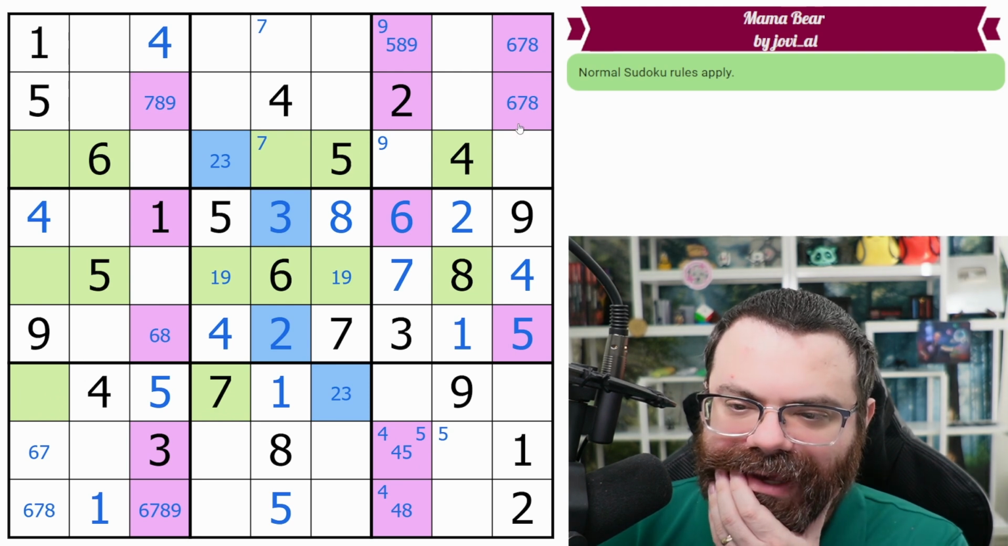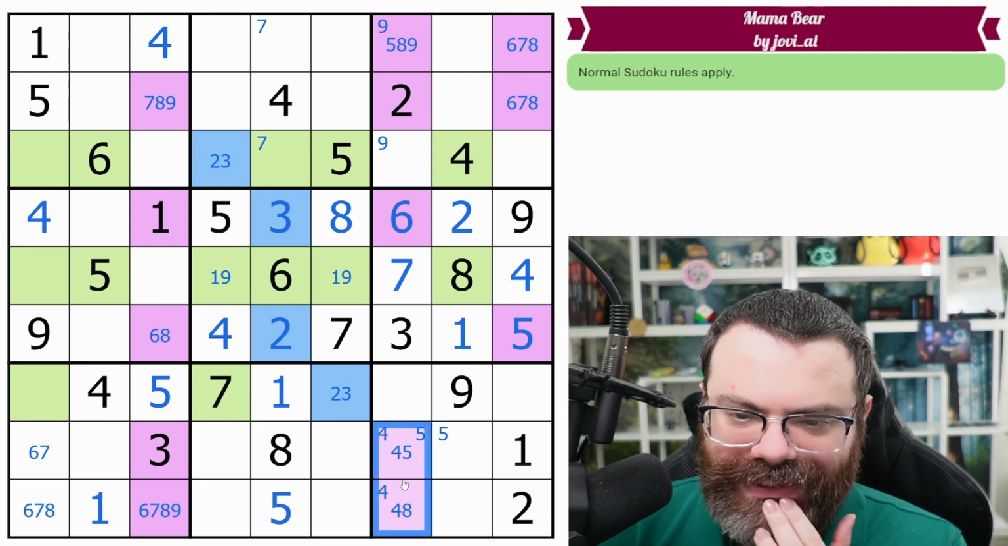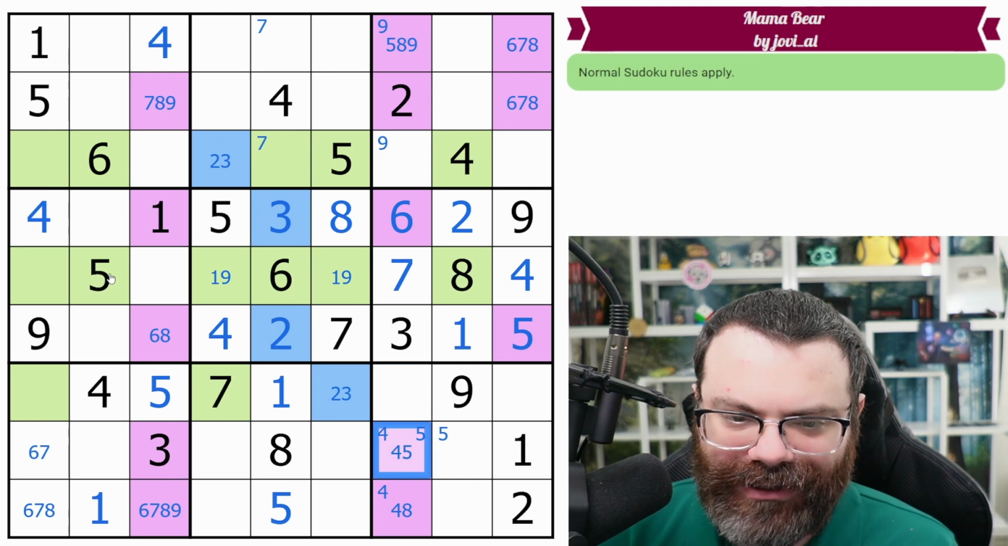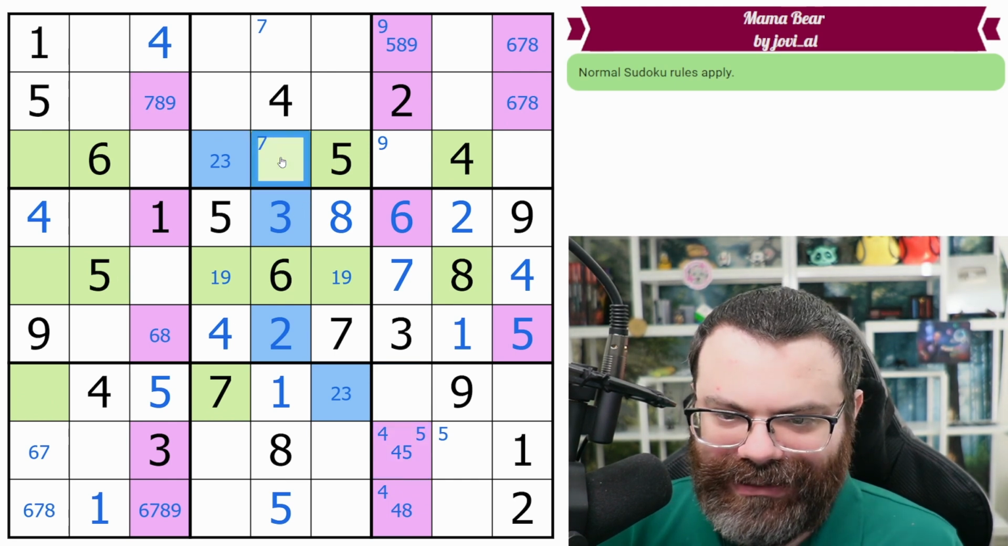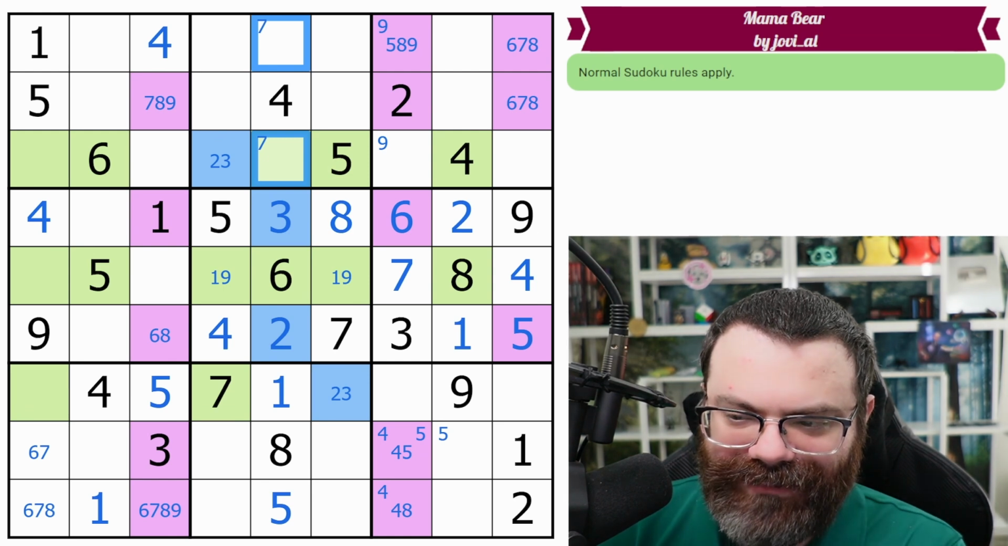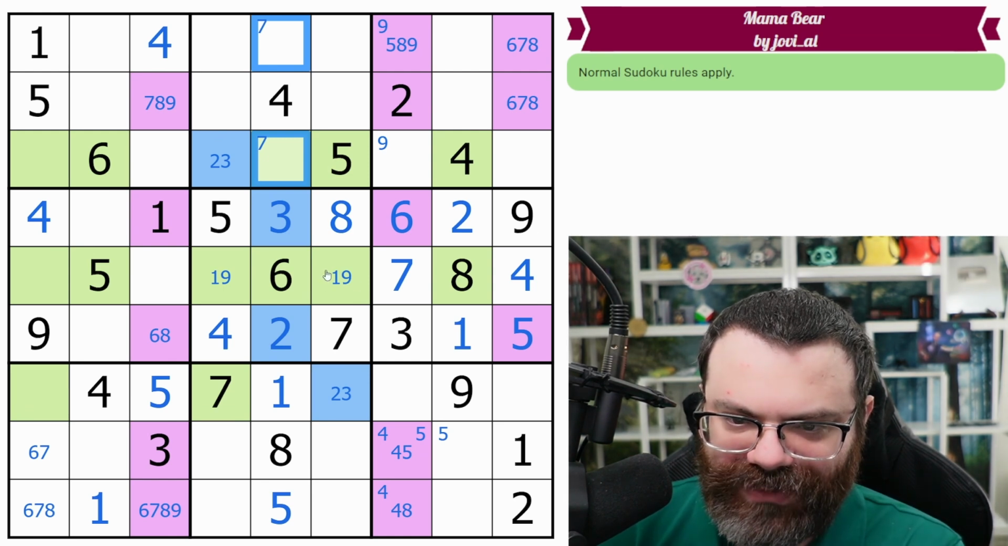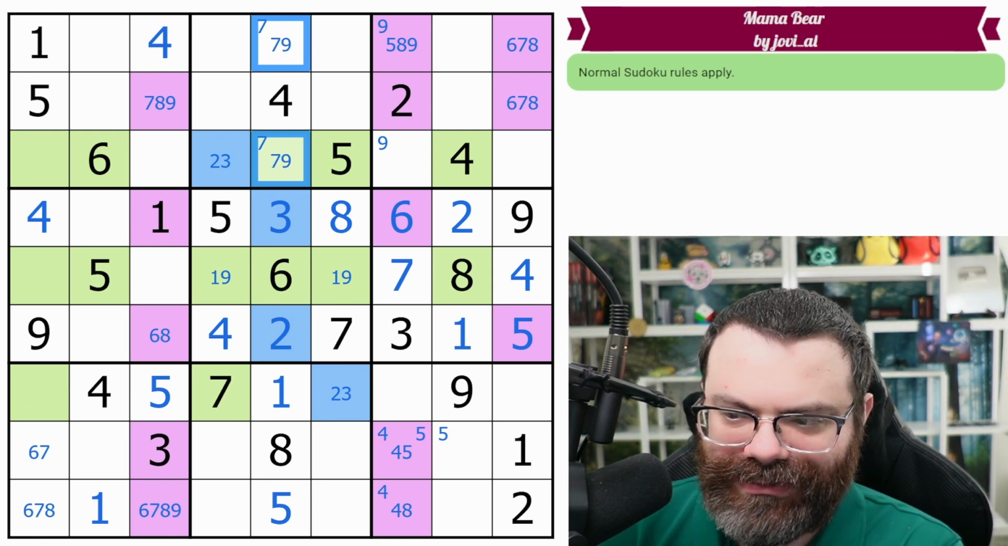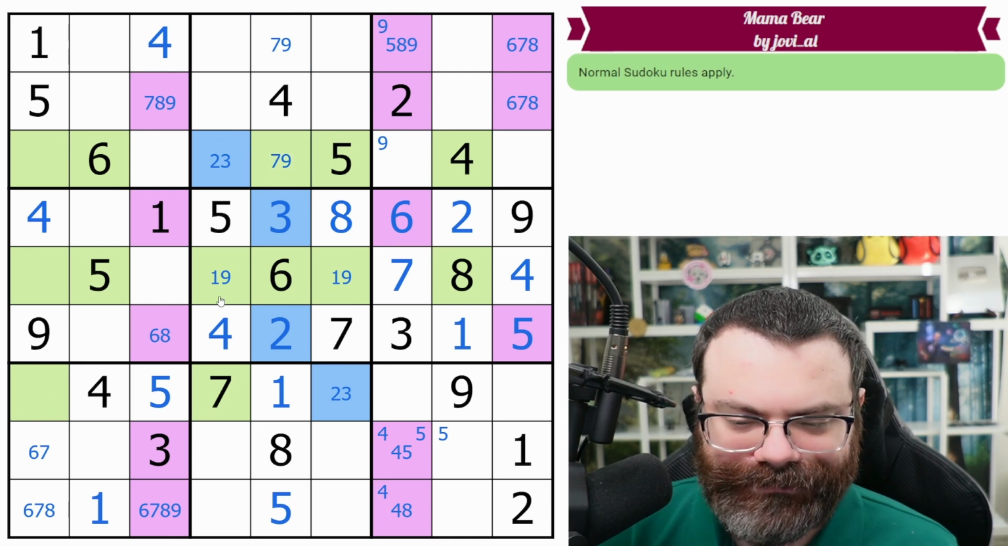Let's see. Are there any pairs or anything in purple? We know a 4 is in one of these two. I don't know if we can really take care of any more at this point. It's probably not needed either. This is a pair that involves a 7. Looks like it's 7, 9. Okay, so we don't need the corner marks anymore.